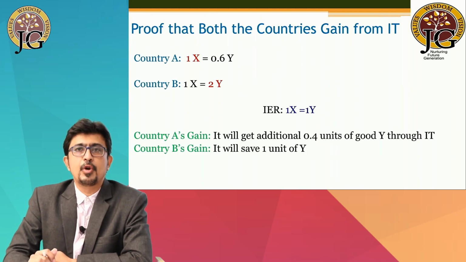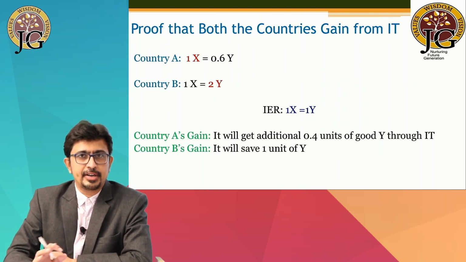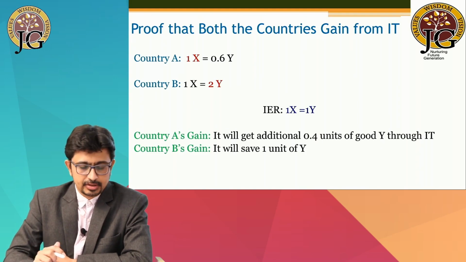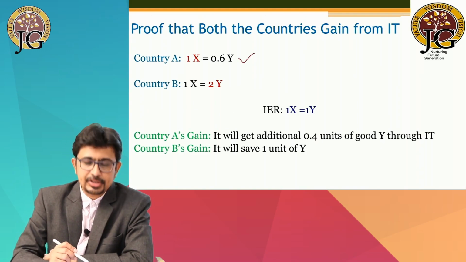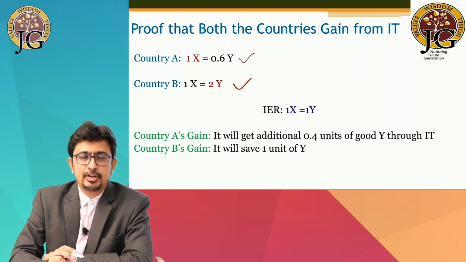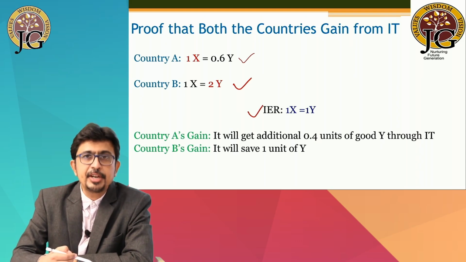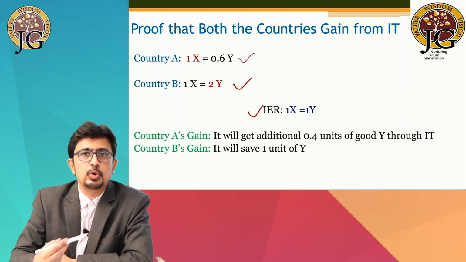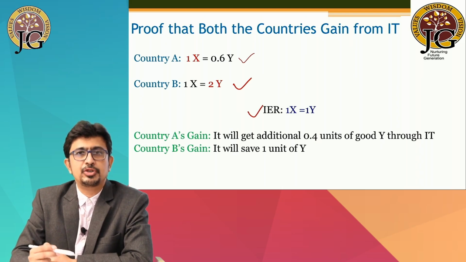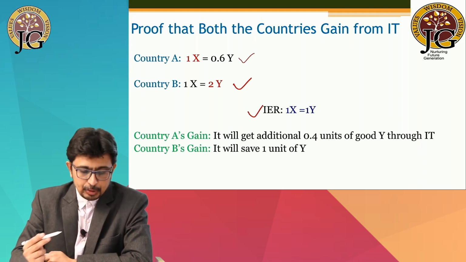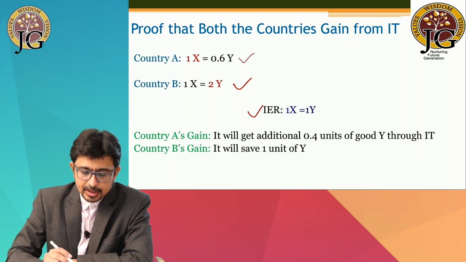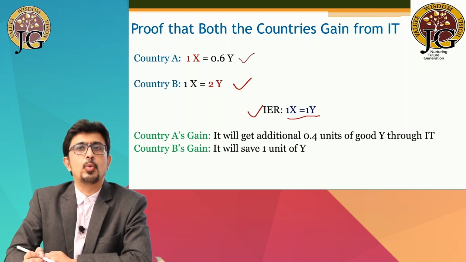The next is the proof that both the countries will gain from international trade when there is comparative cost difference. Now this is the domestic exchange rate of country A, this is the domestic exchange rate of country B, and you should know that we always assume an international exchange rate which is in between the domestic exchange rates of the two countries. It can be any rate between the domestic exchange rates of country A and B. That means your international exchange rate has to be greater than 0.6Y, but it should be less than 2Y. We have assumed it to be 1X equal to 1Y.